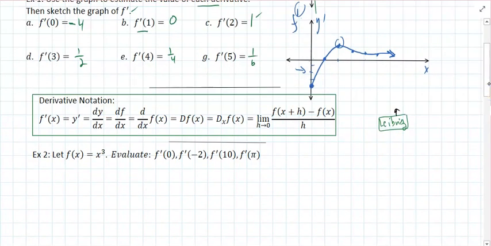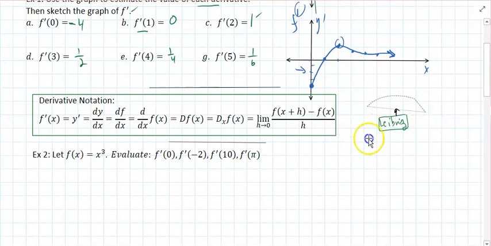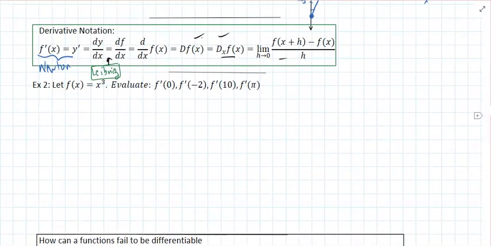The different notations throughout, oh, this is in the wrong place. So, this was Newton's notation. This was Leibniz. Differential equations, partial derivatives, and the definition. They write it in different forms to us. In this class, it's going to mean the same thing.